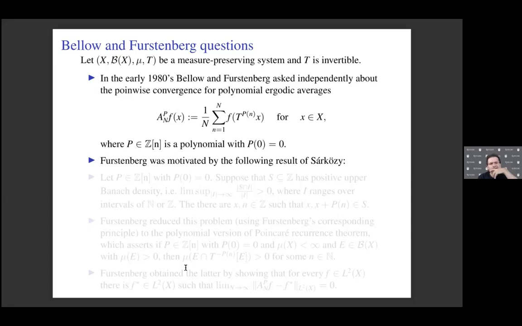And now this Birkhoff ergodic theorem can be generalized to orbits taken along polynomial mappings. And in the early 1980s, Alexandra Bellow and Harry Furstenberg asked independently about the pointwise convergence for the polynomial ergodic averages of this form, whenever P is a polynomial with integer coefficients that vanishes at zero.